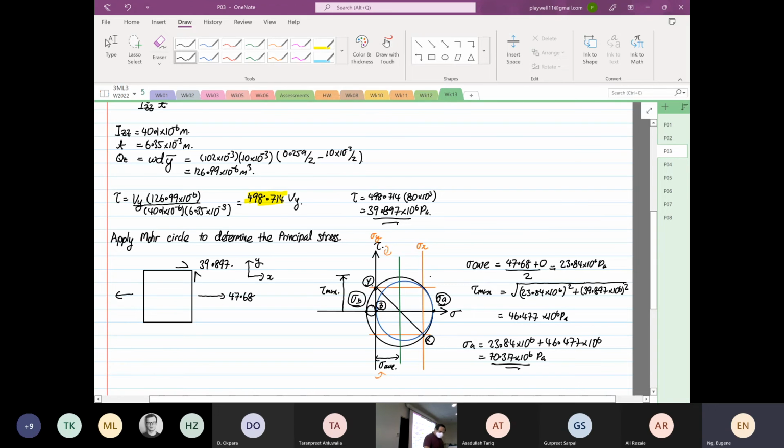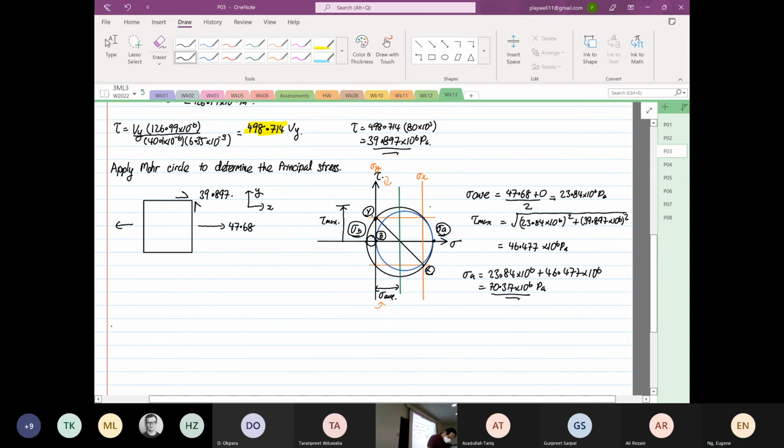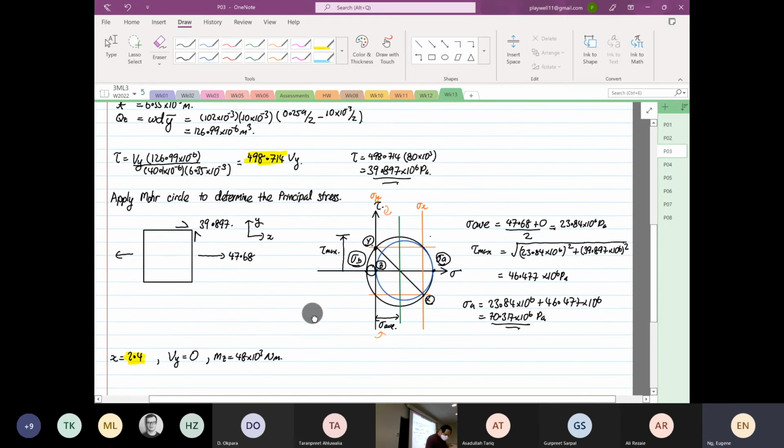Okay. Next, we are going to check when x is equal to 2.4, where Vy is equal to 0, Mz is equal to what? Mz is equal to 48 times 10 to the power 3 Newton meter. So this one is straightforward. Okay. So we know that now this is at a different location. This is x is equal to what? 2.4.